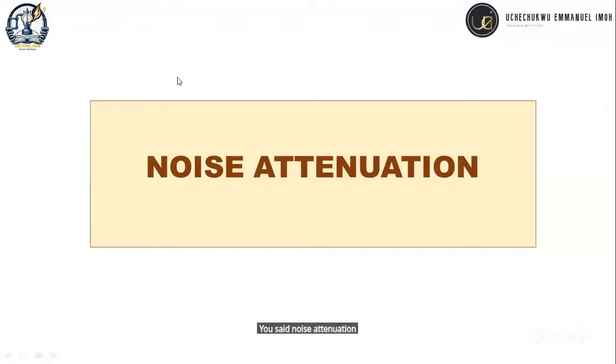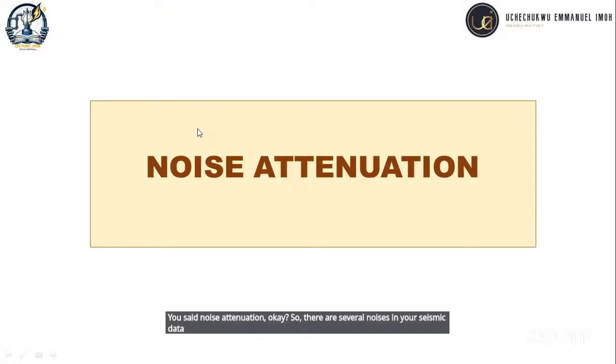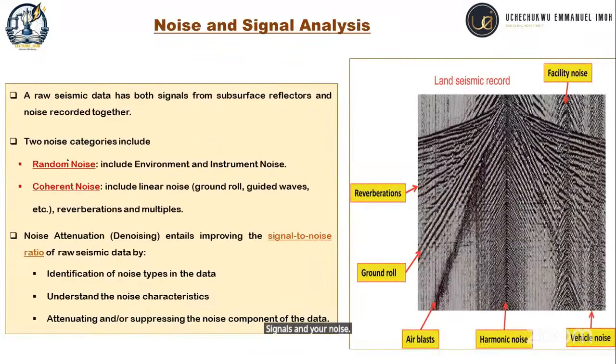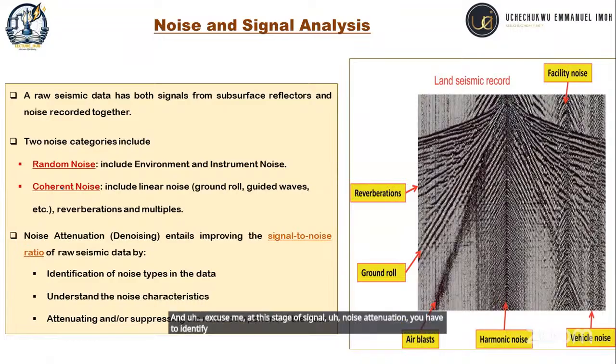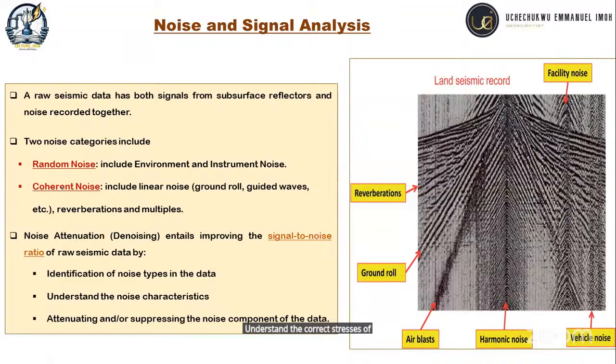Okay. So there are several noises in your seismic data. Remember, during acquisition, you acquire both your signals and your noise. So there are different types of noise in your seismic data. And at the stage of noise attenuation, you have to identify the noise in the data, understand the characteristics of the noise you've identified in terms of its property, and then attenuate that noise.